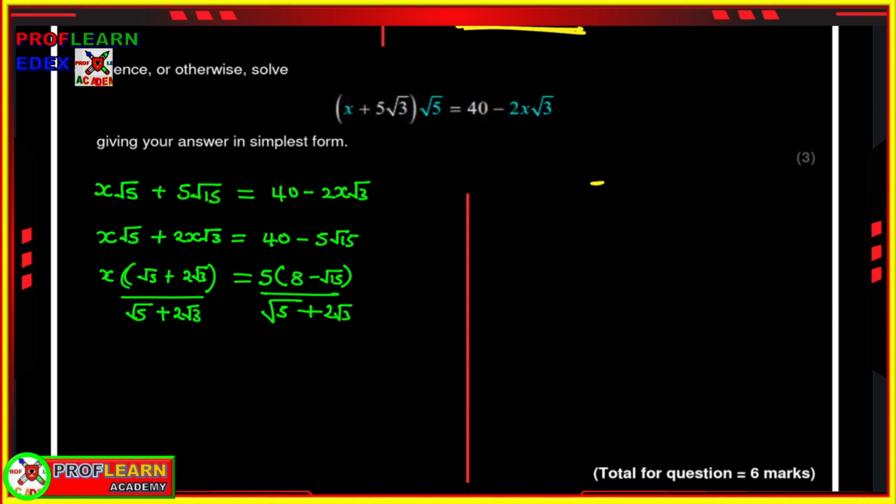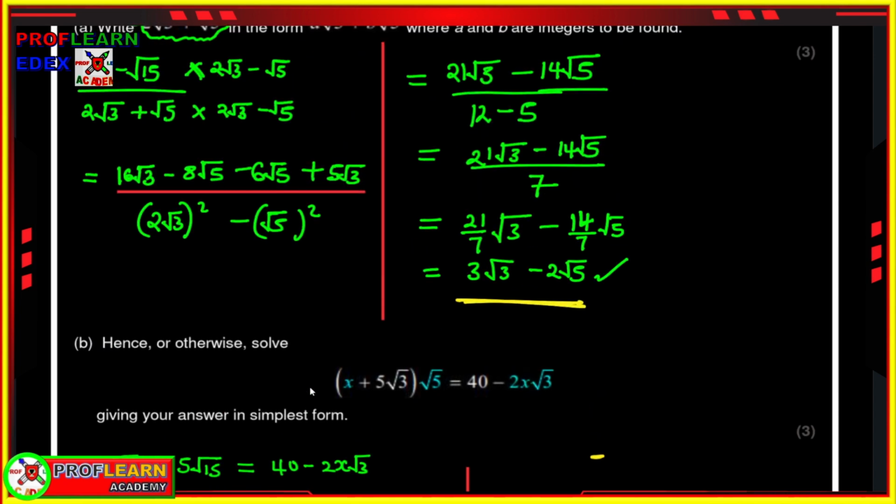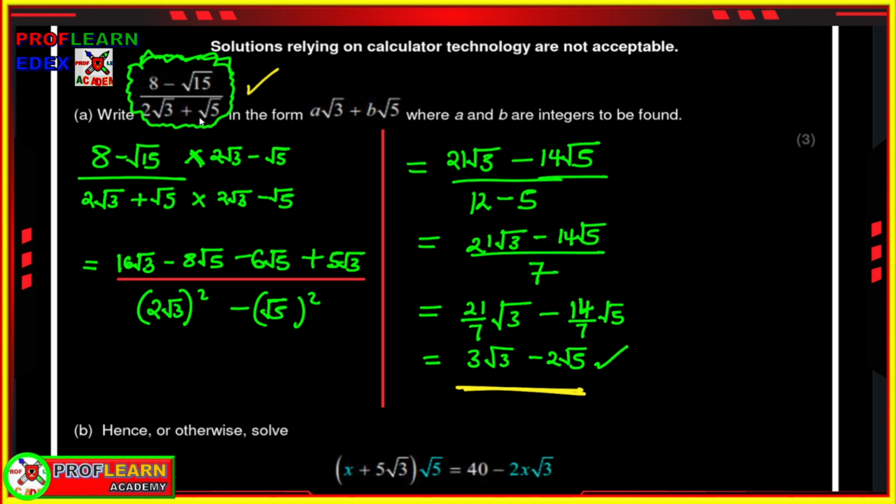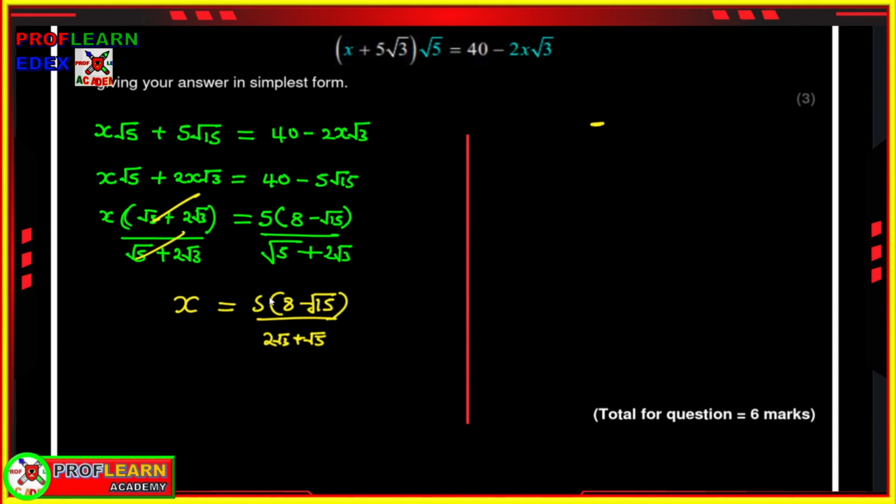Something I need to make you aware of: we are going to remain with our value of x that we are solving, and this is going to be 5 into (8 minus root 15) over (2 root 3 plus root 5). Now I want you to look at this expression and the one that was originally given. The question that was given was (8 minus root 15) over (2 root 3 plus root 5), and that is exactly what we are having in this particular section.